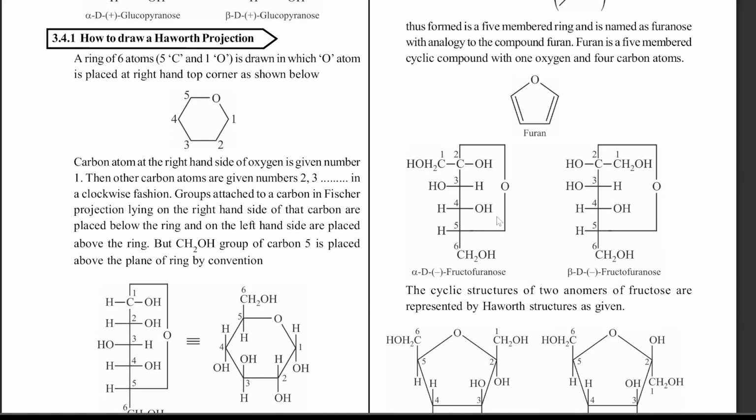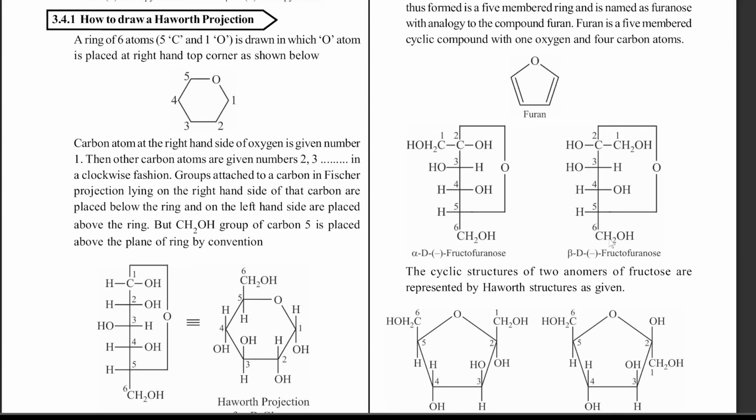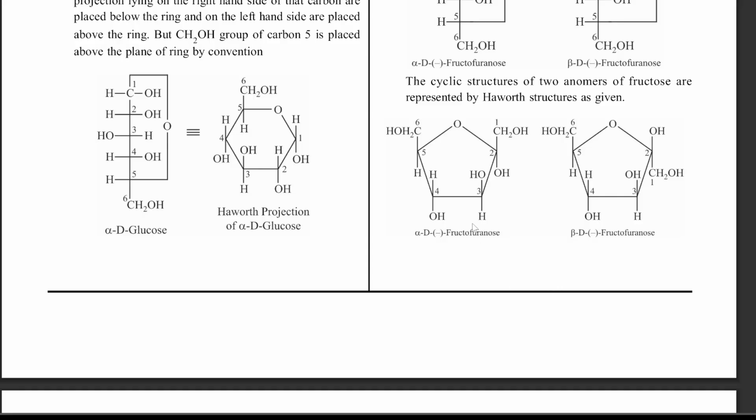Here is the cyclic structure of fructofuranose in beta D form and alpha D form. In alpha D form, the OH group on the second carbon is present on the right, and in this compound, it is present on the left. Here is the cyclic ring form.